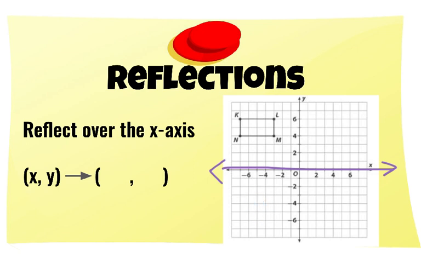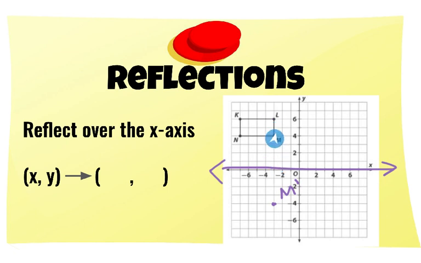Now, when I'm doing a reflection, I'm going to take each point. I'm going to see how far away it is from my line of reflection and do the opposite. For instance, if I were to take M right here, I know that M is 4 units up from my x-axis. So the new M is going to be 4 units down from the x-axis, and I'm going to name it M prime.